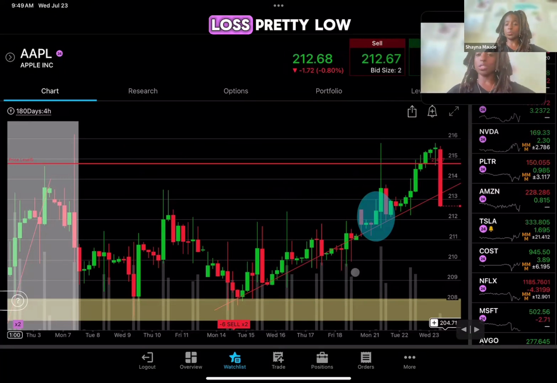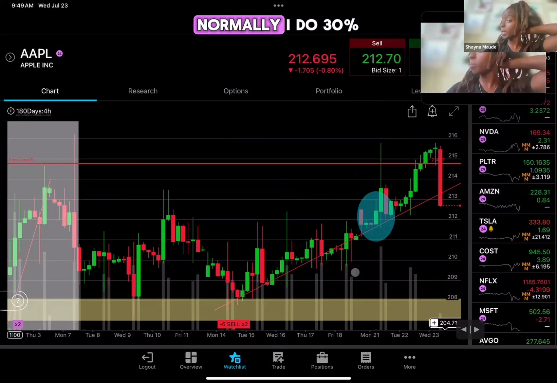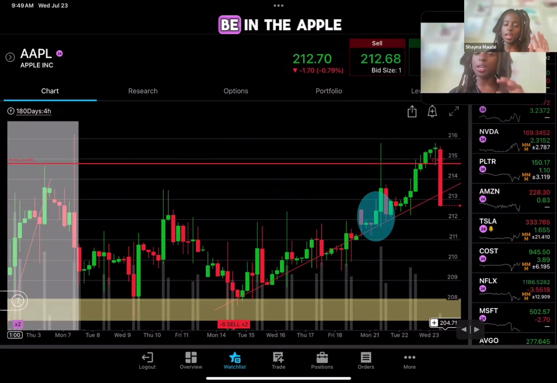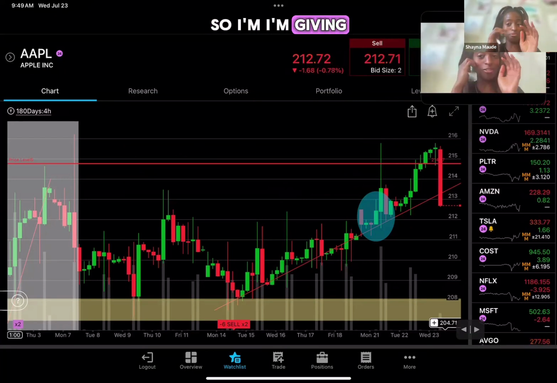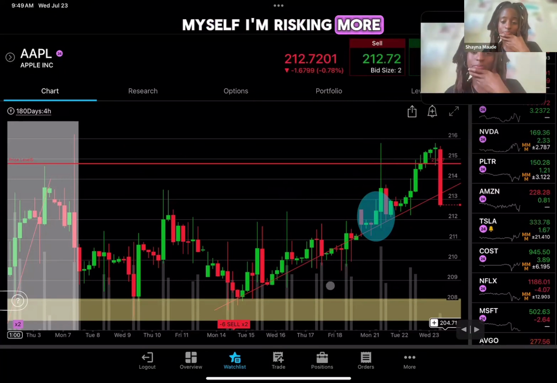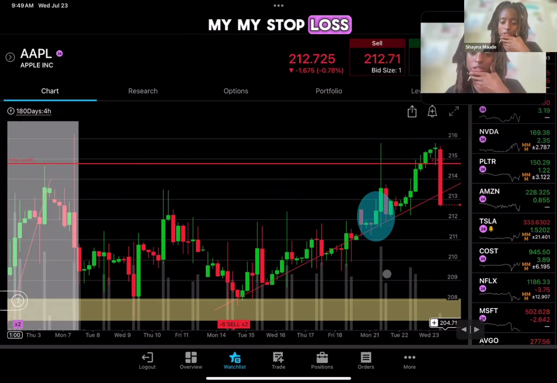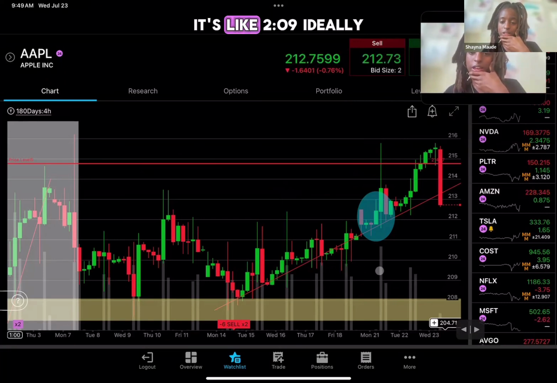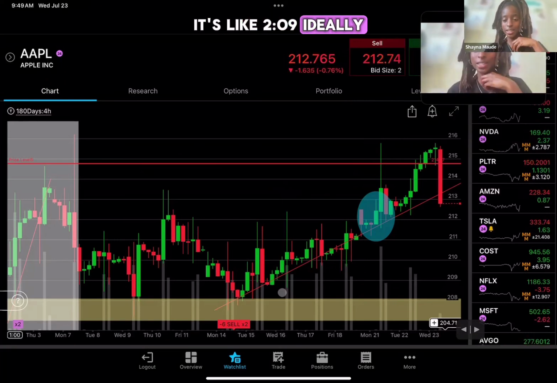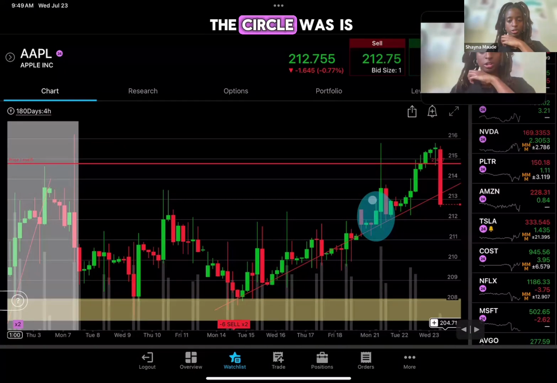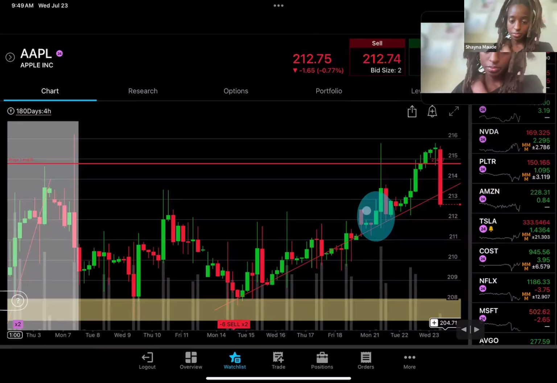I have my stop loss pretty low. Normally I do 30%, but I really want to be in the Apple when it shoots up. So I'm giving myself room, I'm risking more. My stop loss is around here. It's like 209. Ideally, it's because I got in late. I got in where the circle is.